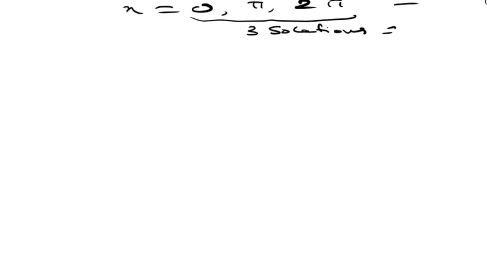Now for case 1, sin²x is equal to 0. This gives sin x is equal to 0. Now recall where sine is 0 in 0 ≤ x ≤ 2π. x is equal to 0, π, 2π. So we get 3 solutions. Okay, now let's go to case 2.